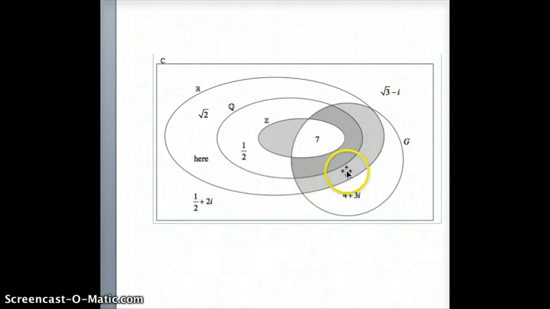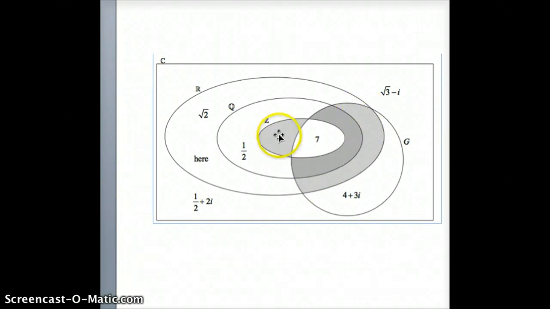So this area here, you know, is for reals that aren't rationals or integers, i.e. it's outside the set of rationals and outside the set of integers. So the area in here is only for real numbers that aren't rational, i.e. irrational numbers: root 2, pi, e, etc. So any number in here could not be of the form x plus yi, where x and y are rational.